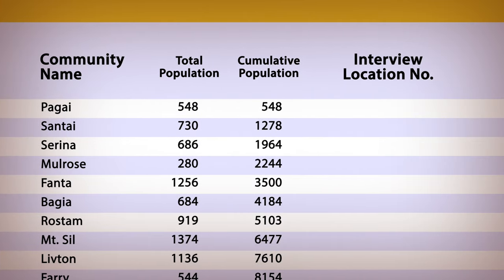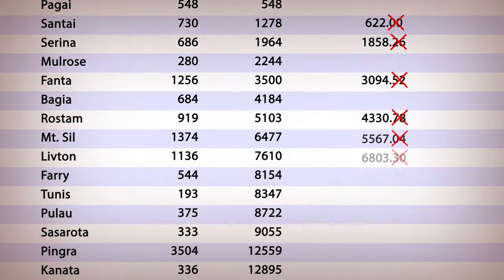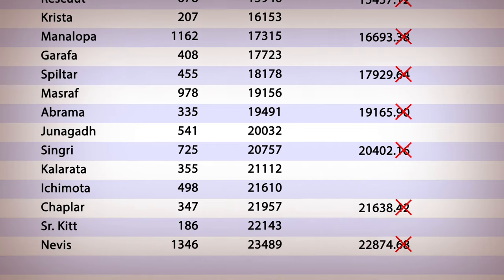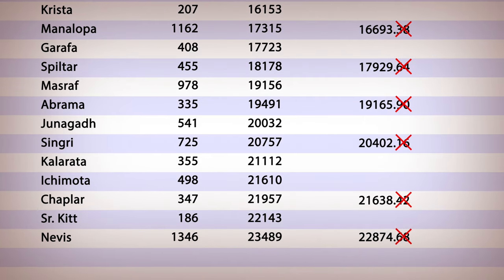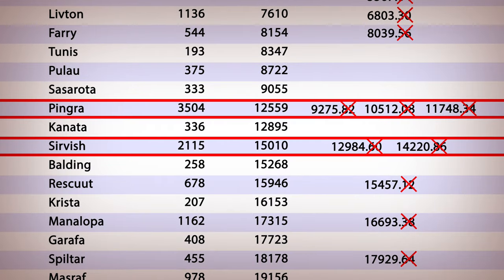We need to find which locations each of these numbers falls into. For example, 622 is greater than 548, but does not exceed 1,278. So, the 622nd person is located in Santai. This will give you 19 interview locations at regular intervals. It will tell us which communities to visit and how many interviews to conduct in each one. Larger communities may give us more than one interview location.